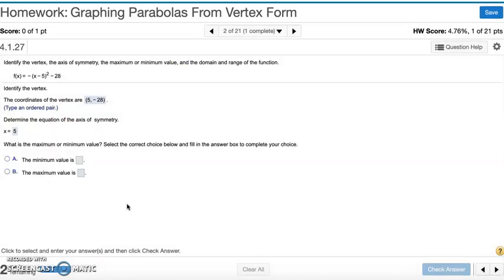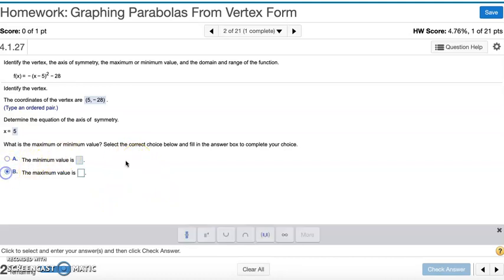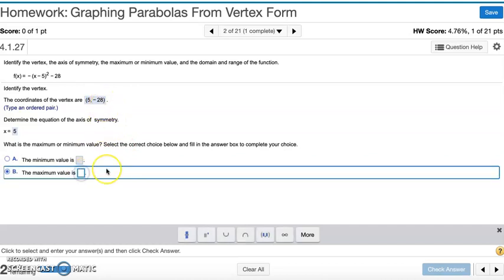So what is the maximum or minimum value? Select the correct choice below and fill in the answer box to complete your choice. So since there is a negative in front, it is flipped upside down. So the vertex is going to be at the top of it, or the maximum. And that maximum value is going to be the y-coordinate of the vertex, so negative 28.